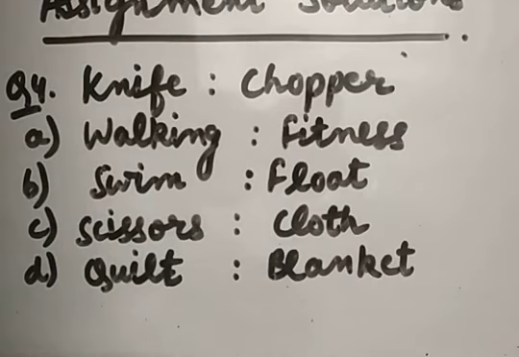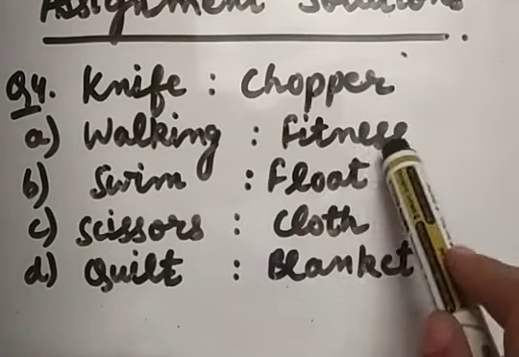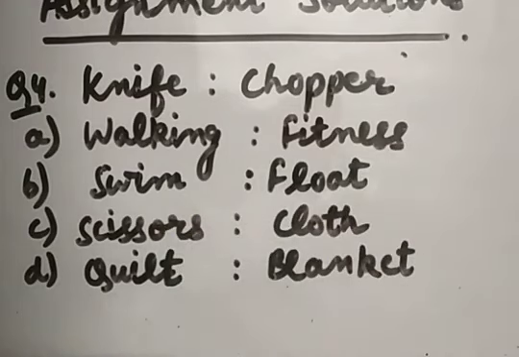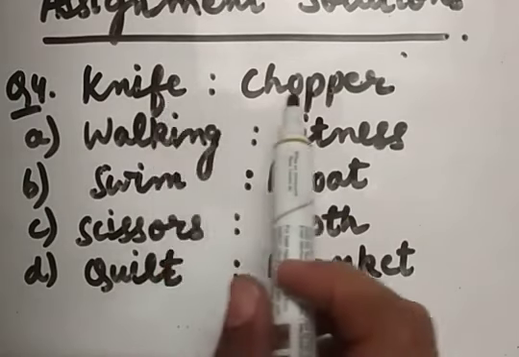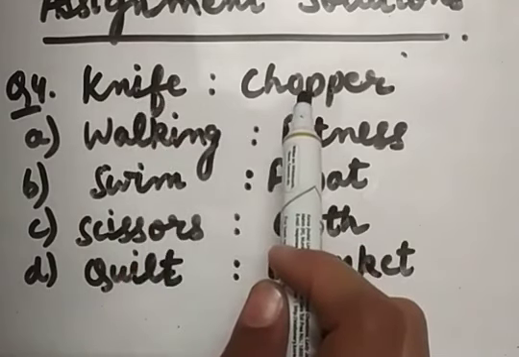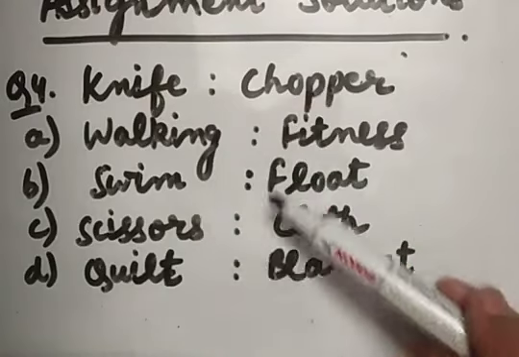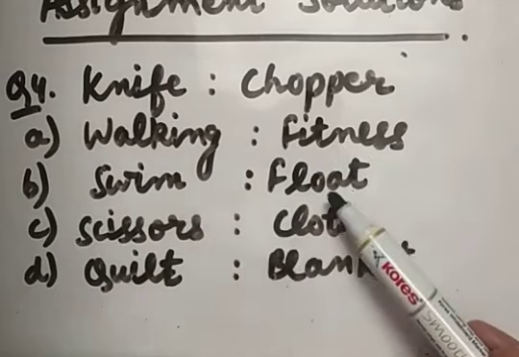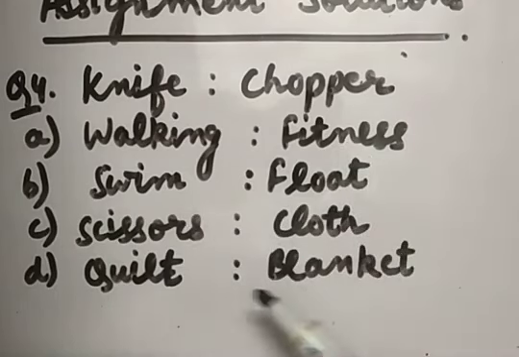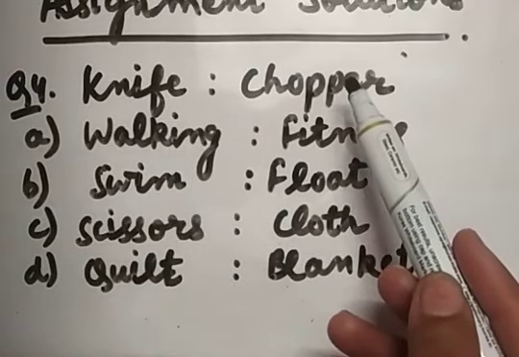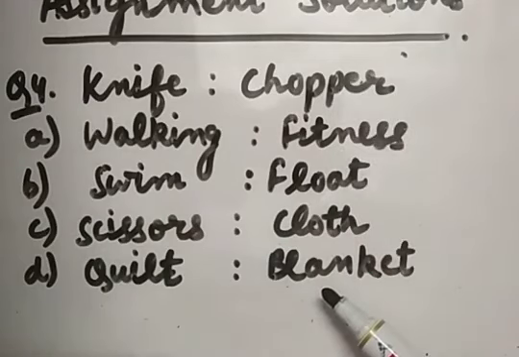Question number 4 is knife, chopper, walking, fitness, swim, float, scissors, cloth, quilt and blanket. So we need to understand the relationship between knife and chopper. It is quite clear that both knife and chopper are used for the same purpose, that is cutting. So we need to find out the best alternative which suits this relationship. Quilt and blanket are used for the protection from cold. So we'll go with D option.